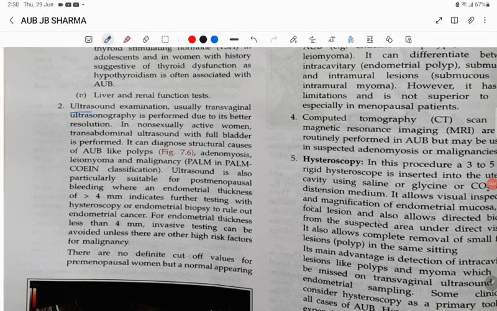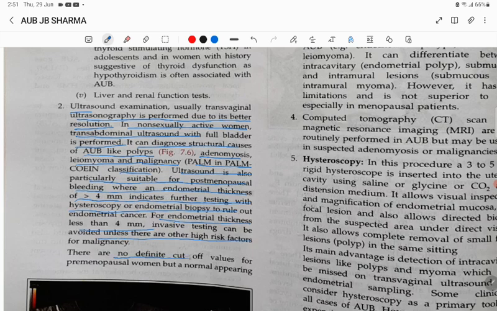Ultrasound examination: usually transvaginal ultrasonography is performed due to its better resolution. In non-sexually active women, transabdominal ultrasound with a full bladder is performed. It can diagnose structural causes of AUB like polyps, adenomyosis, leiomyoma, and malignancy. Ultrasound is also particularly suitable for postmenopausal bleeding, where an endometrial thickness of more than 4 mm indicates further testing with hysteroscopy and endometrial biopsy to rule out endometrial cancer. For endometrial thickness less than 4 mm, invasive testing can be avoided unless there are other high risk factors.